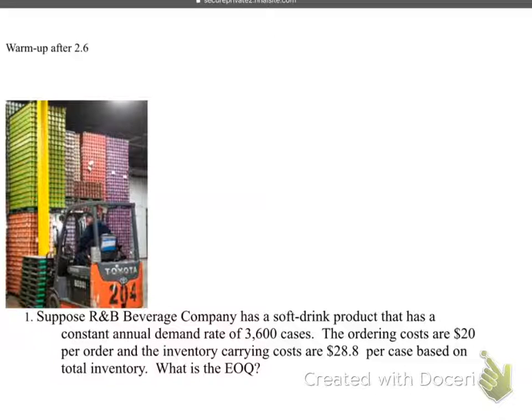Okay, in this video, we're going to go over a warm-up for 2.6 economic order quantity. So this is the day 1 material. Here's the warm-up. It says, suppose R&B Beverage Company has a soft drink production that has a constant annual demand of 3,600 cases. So this constant annual demand, that's the quantity they're going to sell every year. That means that demand has to be met by R times X, and that's going to be our constraint.